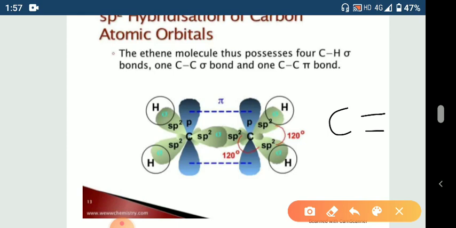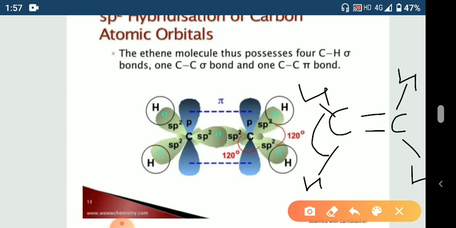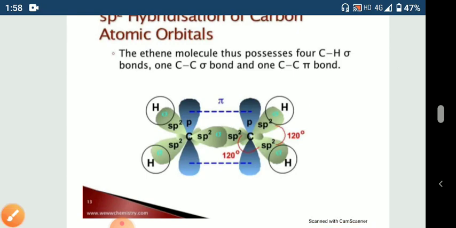C double bond C. So you represent four hydrogens at the bond angle of 120°. So either you can draw the structure. From here you can predict the hybridization structure, or if we know the hybridization structures, we can predict the geometry of the molecule.